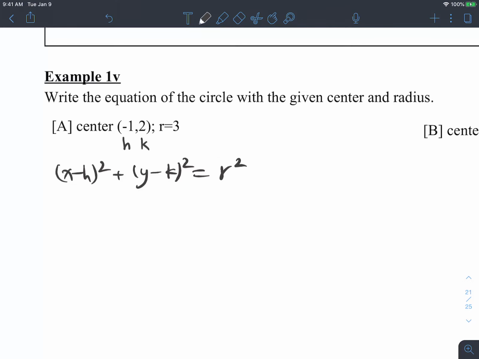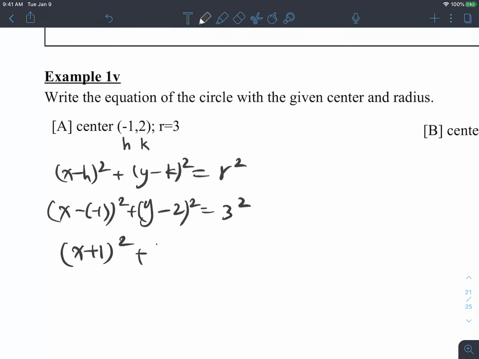Okay. So we go, that's (x minus negative 1) squared plus (y minus 2) squared equals 3 squared. We need to simplify that, right? So we have (x plus 1) squared plus (y minus 2) squared equal to 9, therefore. And we're done. And I want you to observe something really interesting. Because we're subtracting over here, guys, when you have negative 1 and positive 2, we end up with the opposite, positive 1 and negative 2. Just keep that in mind, okay?